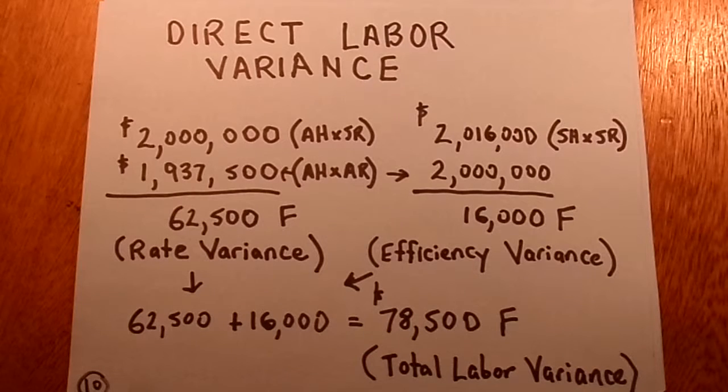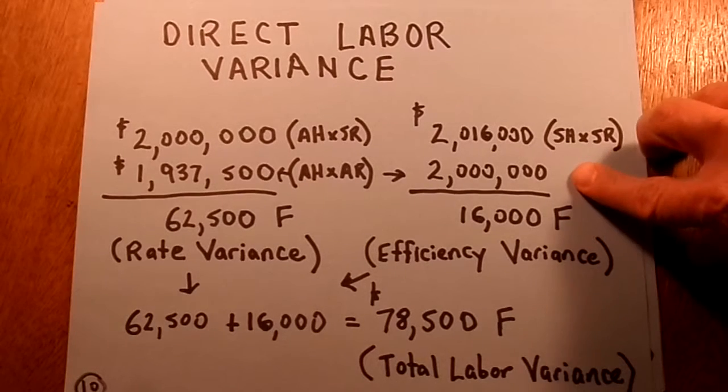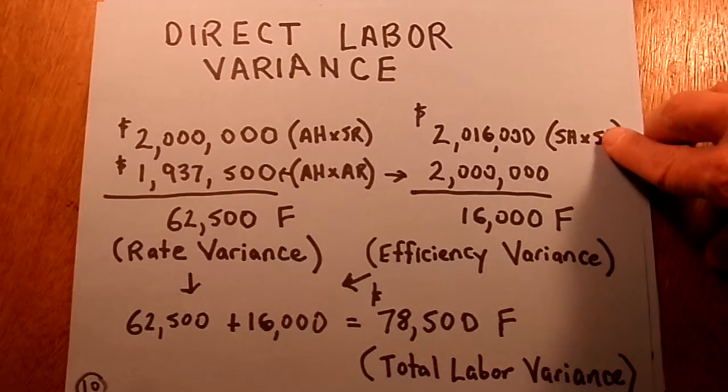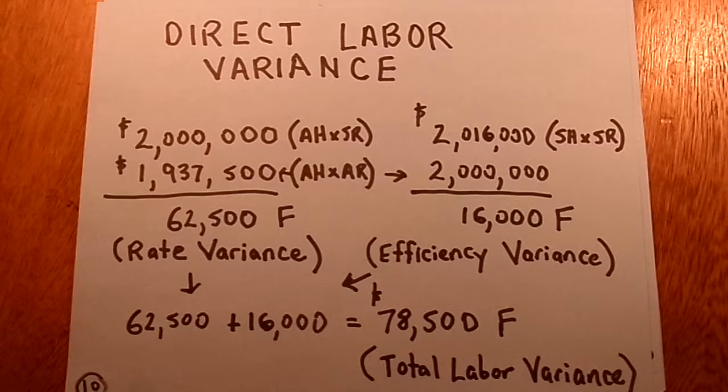at actual rate. So when we have the actual hours times standard rate of 2 million, and we're subtracting it from standard hours times standard rate, that turns out to be a favorable variance also of 16,000. In this case, we have a $16,000 favorable efficiency variance. So with regard to total labor then, we have a favorable variance.